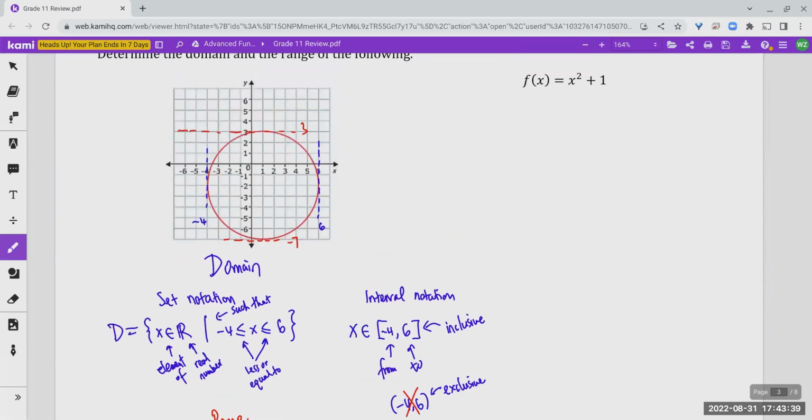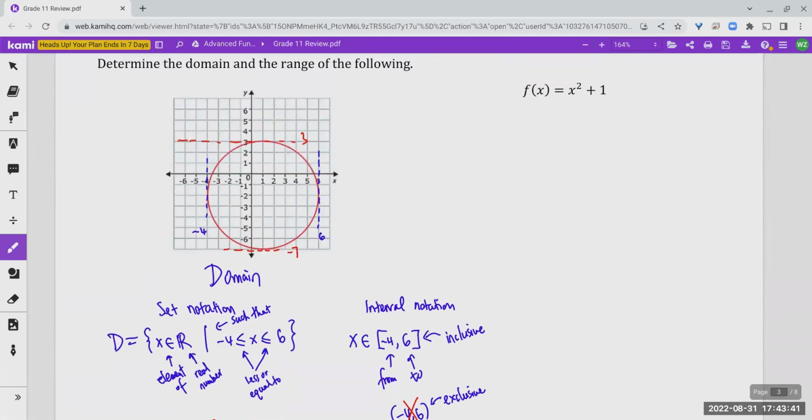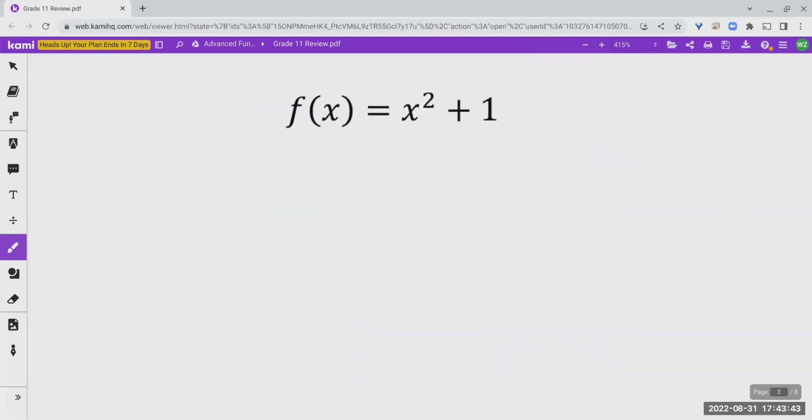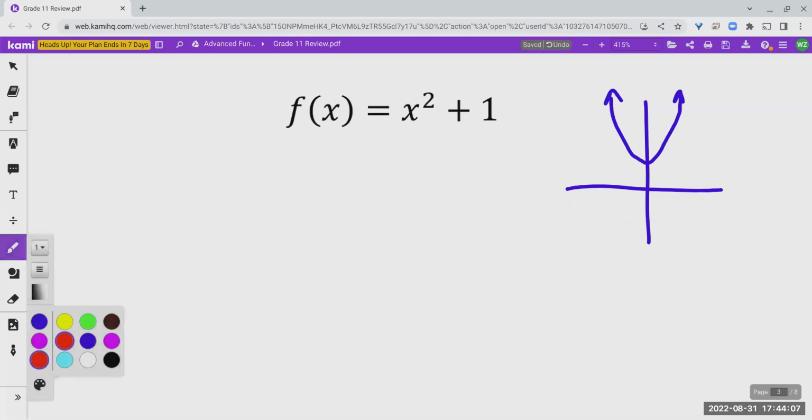What if you don't have a graph, like the example on the right? Okay, let's take a look at that one. f(x) is x squared plus 1. You know what you could do? You could graph this. If you know what the graph looks like, you can easily make a little sketch. I happen to know what this graph looks like. That's just x squared moved up by 1, right? So a vertical shift of 1. So it looks something like this. And of course, the vertex is (0, 1). All right, so I just made a quick sketch.